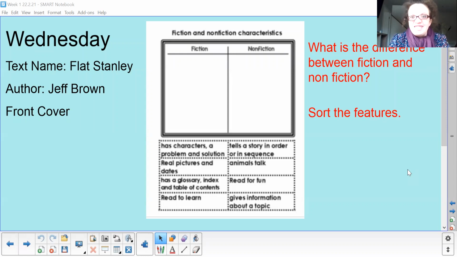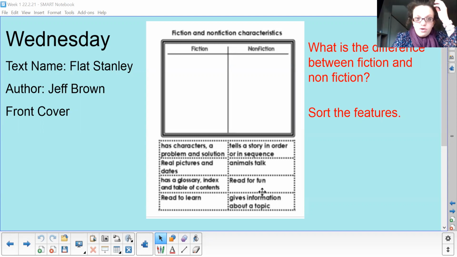So what is the difference between fiction and non-fiction features? So here is a list of about 8 features, and I want you to read them and have a go and work out which ones are going to go into fiction and which ones are going to be non-fiction. Pause your screen and have a go now. Okay, well done. If you need a little bit longer, remember to pause it again and you can keep sorting.